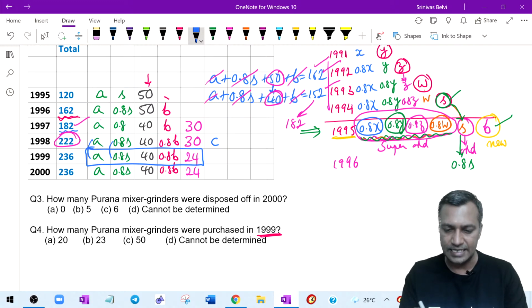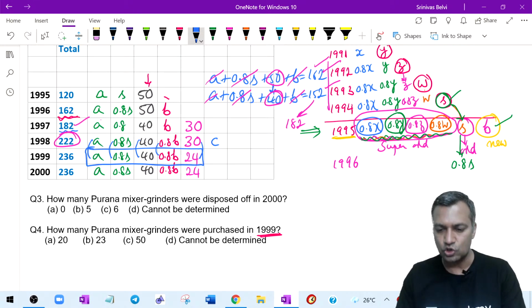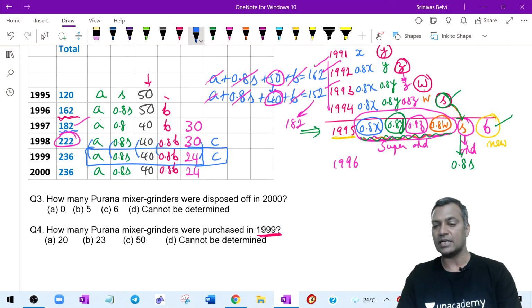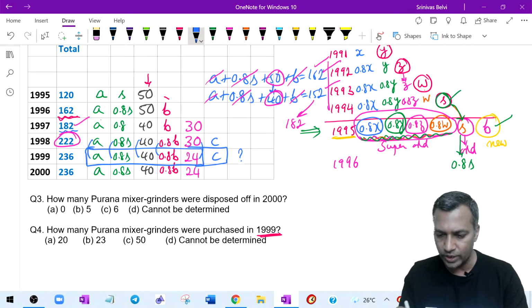0.8 remains 0.8, 40 remains 40, 0.8b remains 0.8b, 30 went on to become 24, and this C remains C here. All right, now this C also remains C here. That much remains there. I want a new element there. Okay, what is the difference?